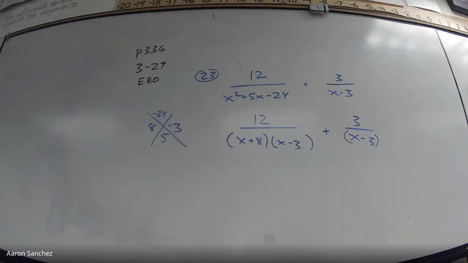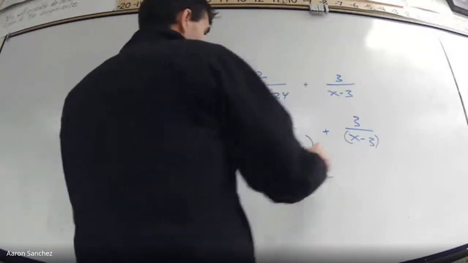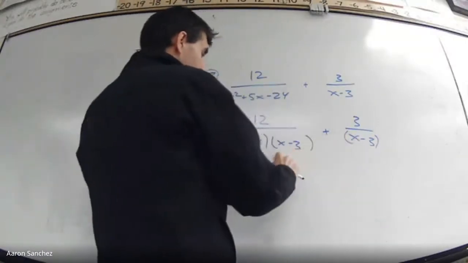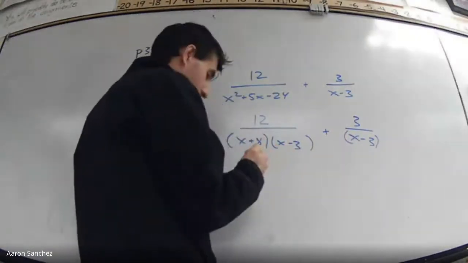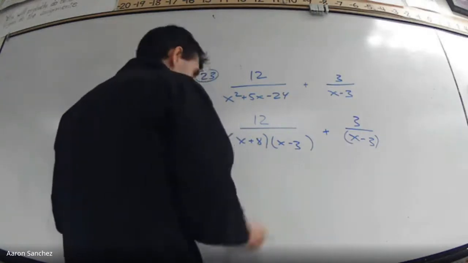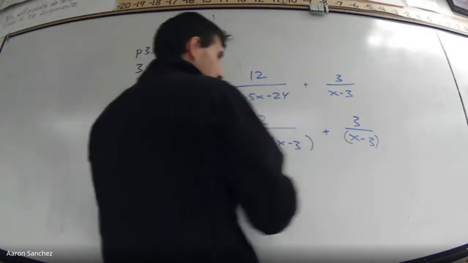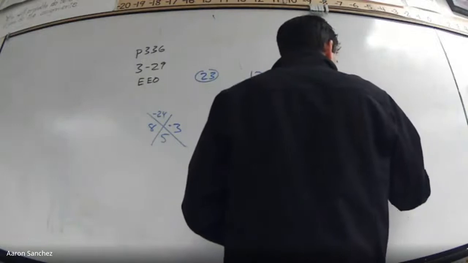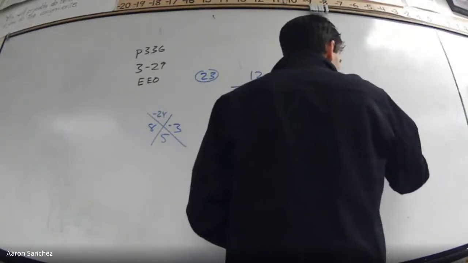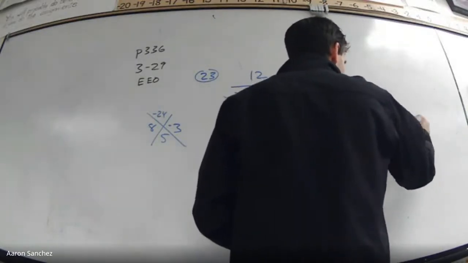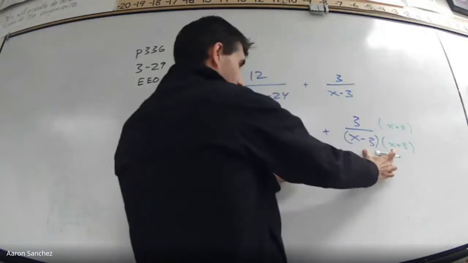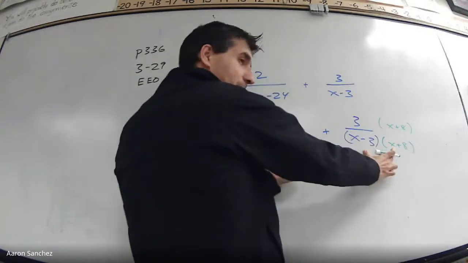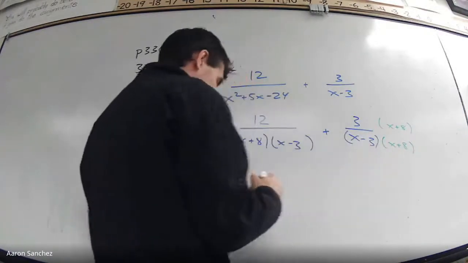Vikander, what's my common denominator here? X plus 8, x minus 3. Yes, very good. So I multiply this by x minus 3, but there's already x minus 3 there, so I don't need to. But to make this the same, I multiply this by x plus 8, and I also multiply this by x plus 8. And so my common denominator is, like Vikander said, x plus 8 times x minus 3, whatever order you want to put it in.